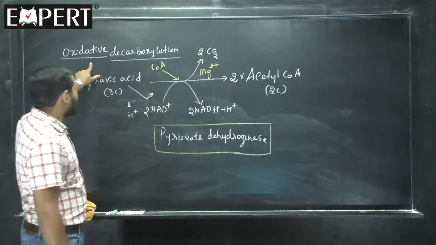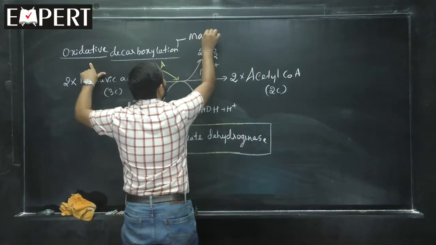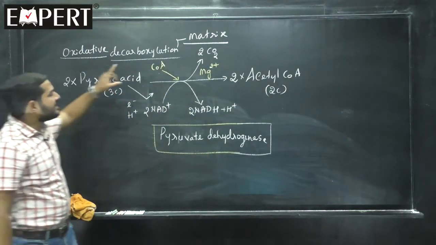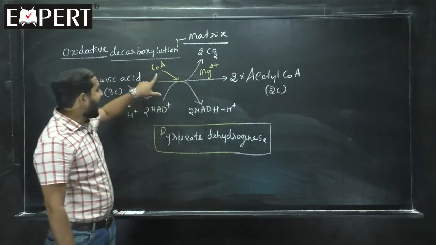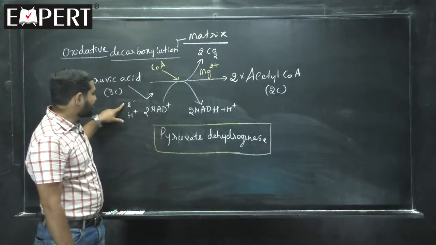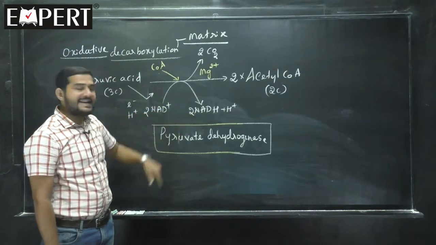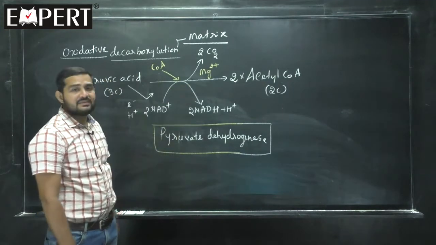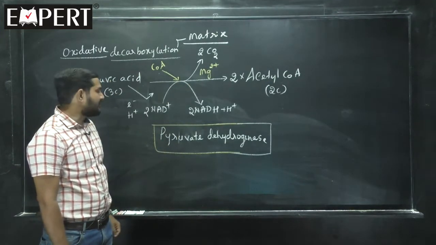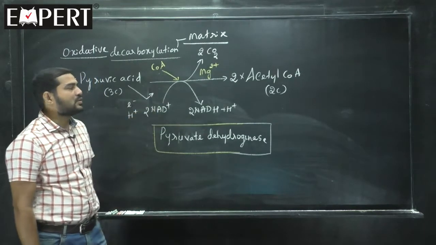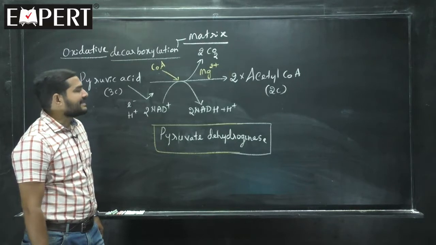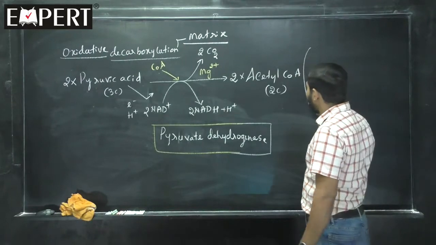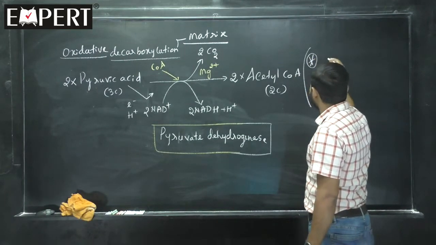This oxidative decarboxylation happens in the mitochondrial matrix of mitochondria, where 2 pyruvic acid will lose carbon dioxide, decarboxylation, and will lose the hydrogen electrons that are given to NAD plus to become NADH plus H plus. Coenzyme A is required, and magnesium is required as the cofactors of pyruvate dehydrogenase. The product is 2 molecules of acetyl-CoA, and acetyl-CoA has 2 carbons.